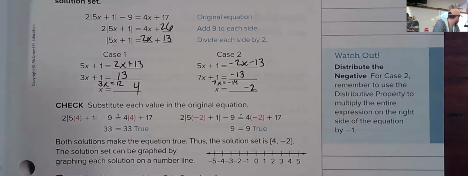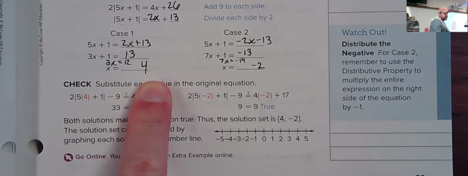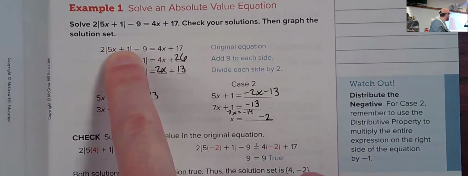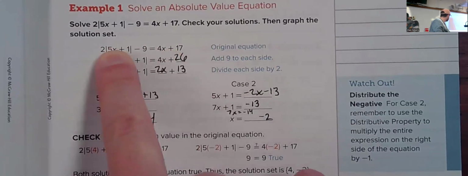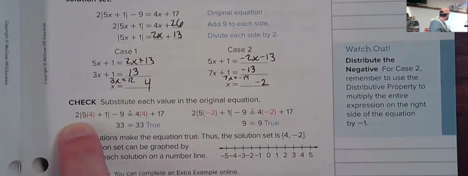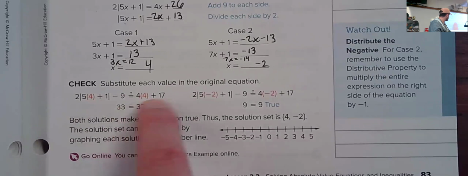So the check step. We're going to check both of those solutions to make sure they both work. Everywhere you see an x, you're going to substitute in a 4. So here's the original equation. We have an x on both sides of the equation. We're going to use the original equation, and we're going to plug in a 4 for each of those. And so right here it is. 2 times the absolute value of 5 times 4 plus 1 minus 9 is equal to 4 times 4 plus 17, question mark. Let's find out.